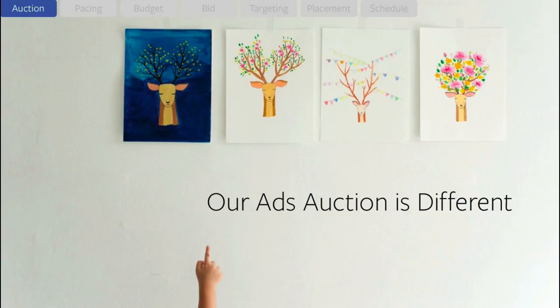That's what the auction is in a nutshell. It's a system that ranks ads targeting a given person and finds the most relevant one that maximizes value for both advertisers and people. The auction is designed to create the most value for people and businesses. How do we do this?